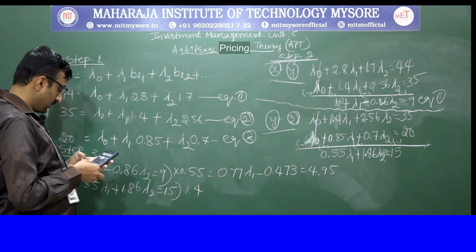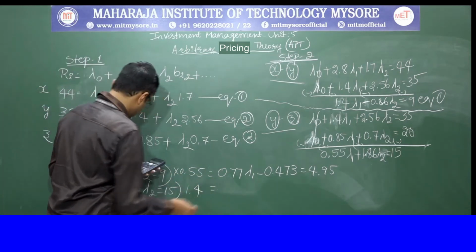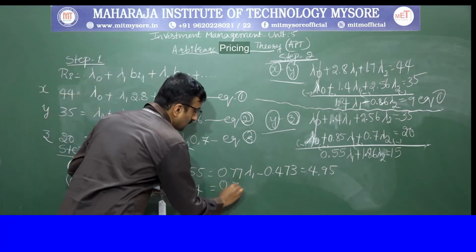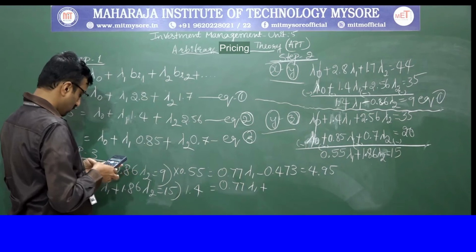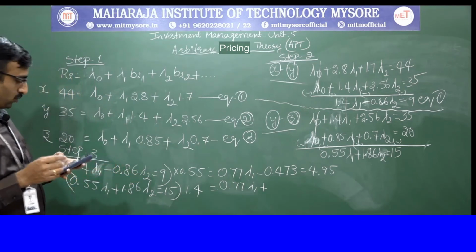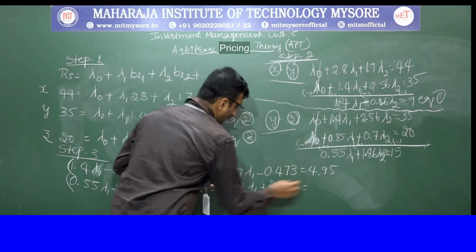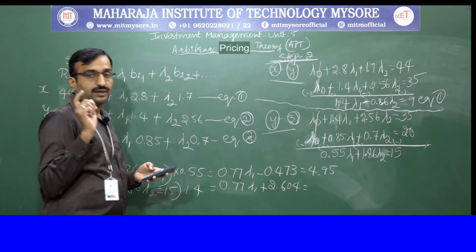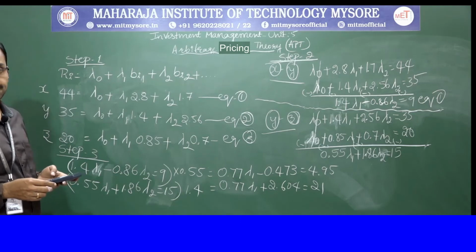Next, moving on to second one, 0.55 into 1.4 if you do, you will get 0.77 again lambda 1, then plus 1.86 into 1.4 if you do, will get 2.604, that is equal to 1.4 into 15, you will get 21. Okay, 21.